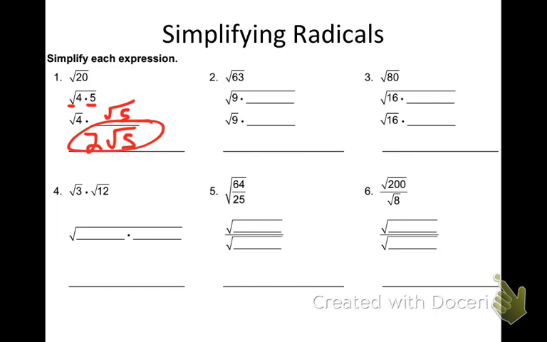Number 2, square root of 63. What's a perfect square that goes into 63? 9. And the other one would be? 7. Okay, so the square root of 9 times the square root of 7. What's the square root of 9? 3. So my answer is 3 square root of 7.